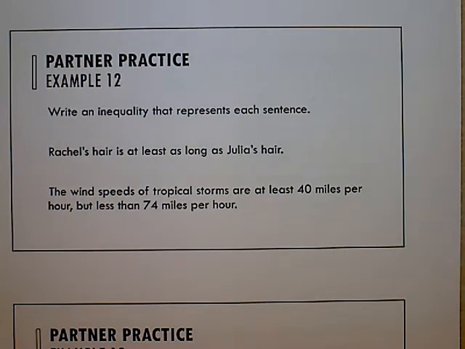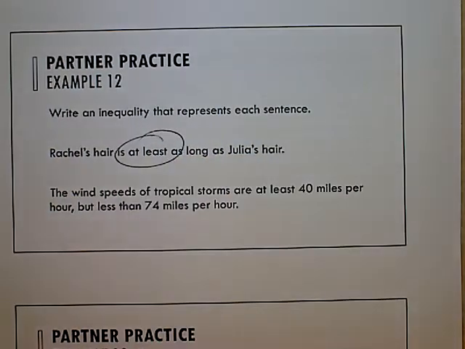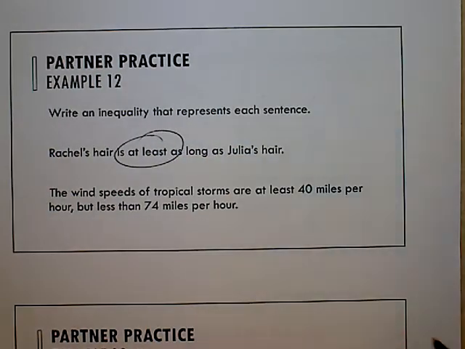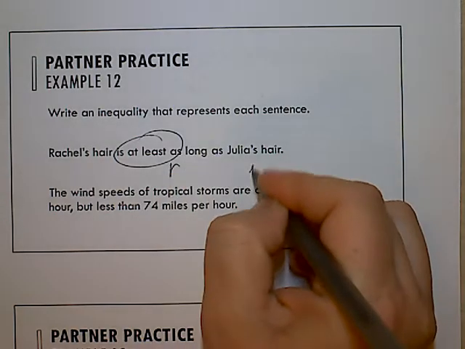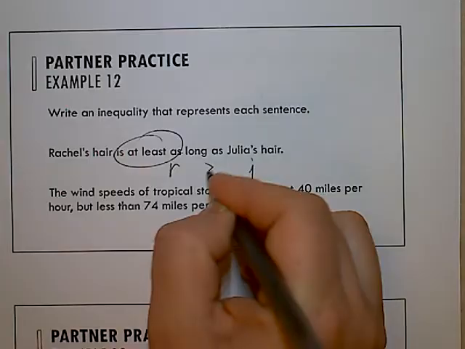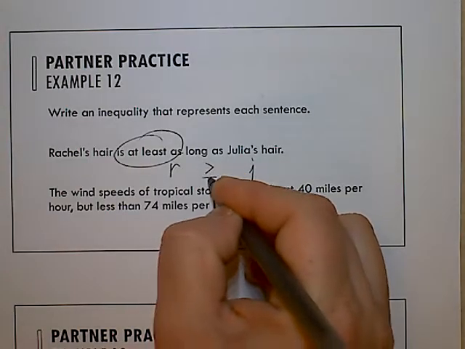Write an inequality that represents each statement. Rachel's hair is at least as long as Julia's hair. So I'm going to have R be Rachel and J be Julia. R is Rachel, J is Julia. At least, we're going to use this symbol, greater than or equal to.